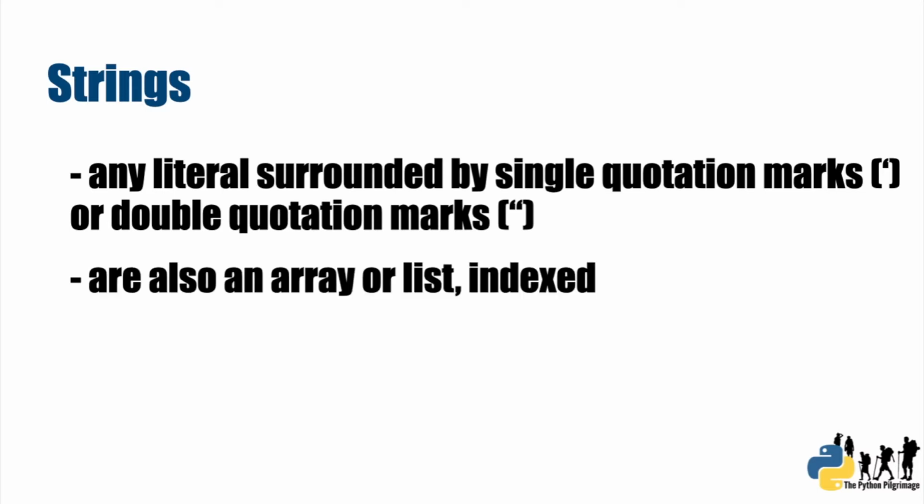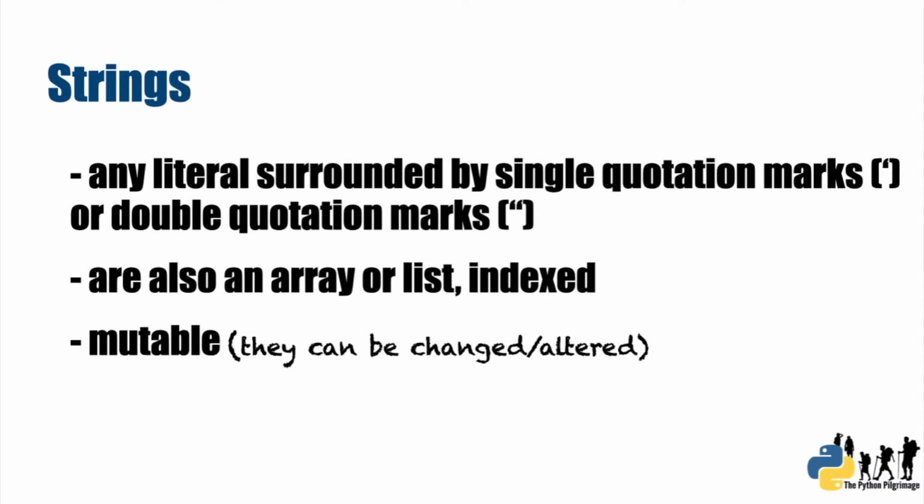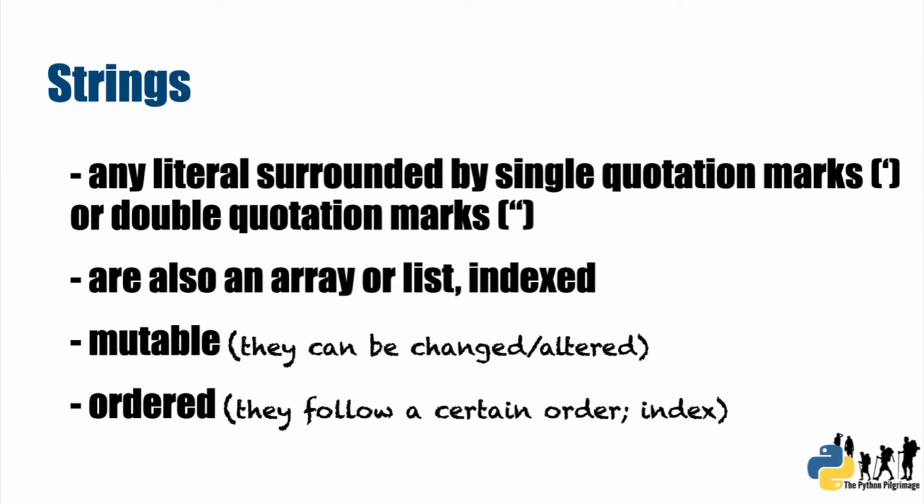Strings are also treated as an array or a list. They are indexed. They are mutable, meaning they can be changed or altered anytime. We'll get to know how in the next slides. They are also ordered since they follow a certain order. Since they're indexed, it follows the order of the index.